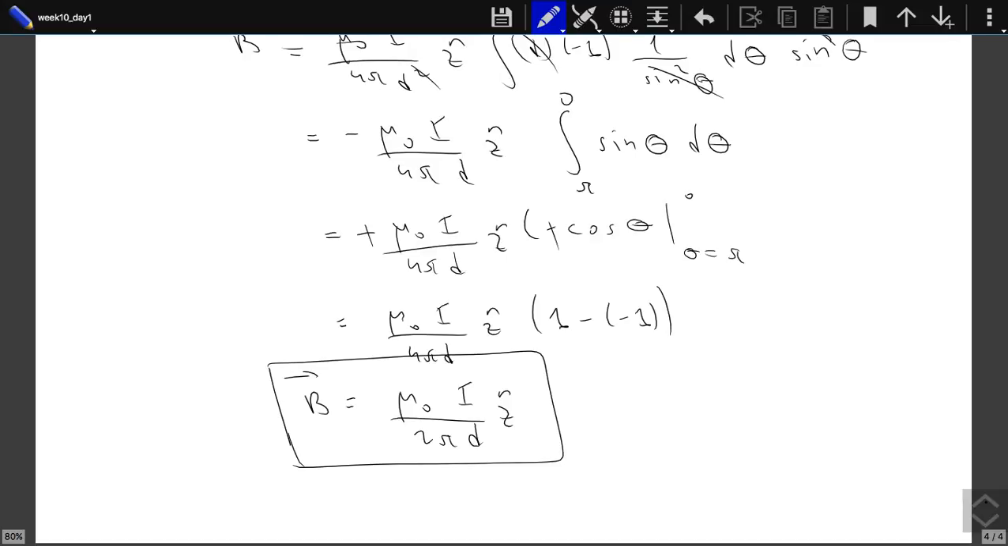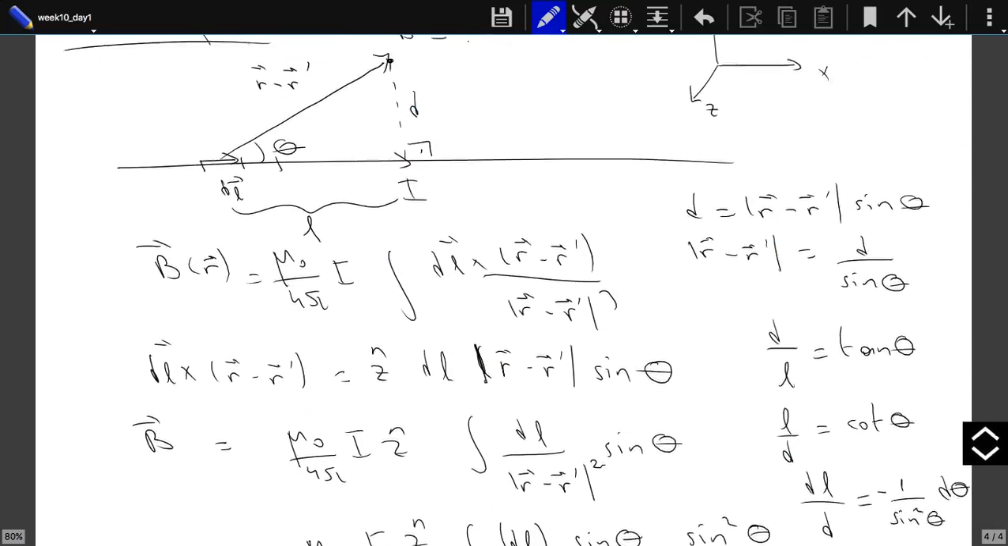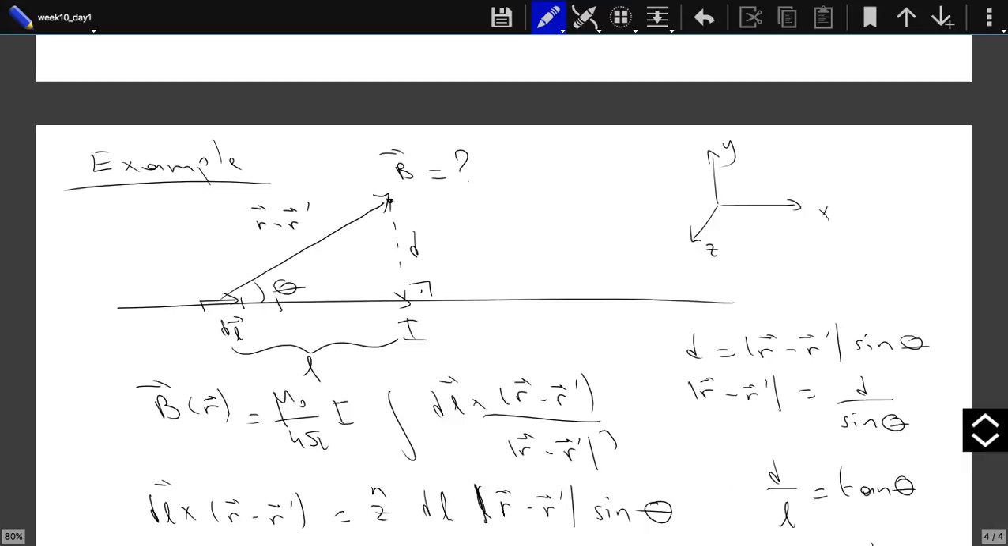You see, the critical thing is you have to be careful about your definitions. This L starts from minus infinity. Since it starts from minus infinity, theta starts from pi.